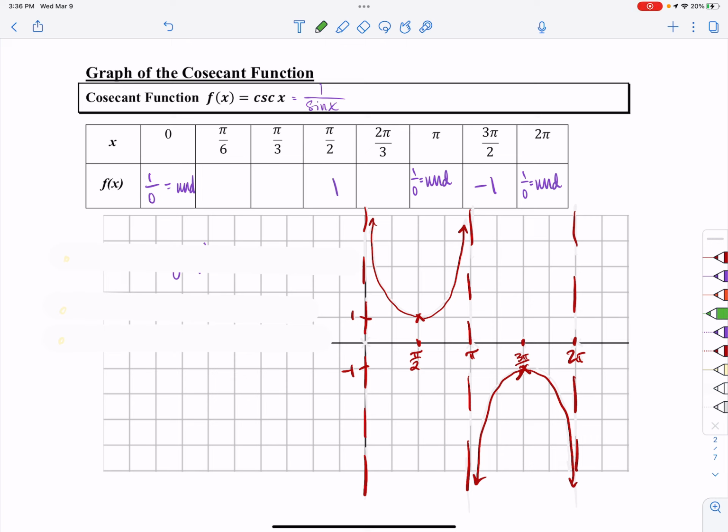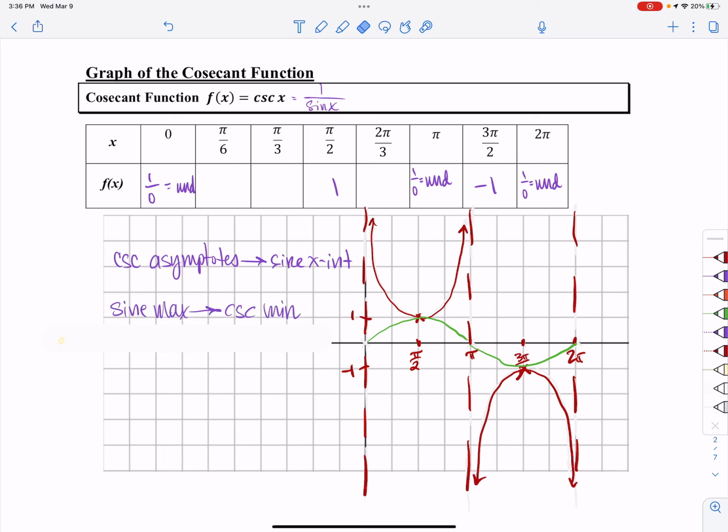Now, I could go in really lightly and map out where the original sine graph would have been. So essentially what you know here is that the cosecant asymptotes are always going to occur wherever my sine had x-intercepts. In this case, it's at the beginning, the middle, and the ending. Not only that, you'll also notice that the maximum of your sine ended up being the minimum of your cosecant.